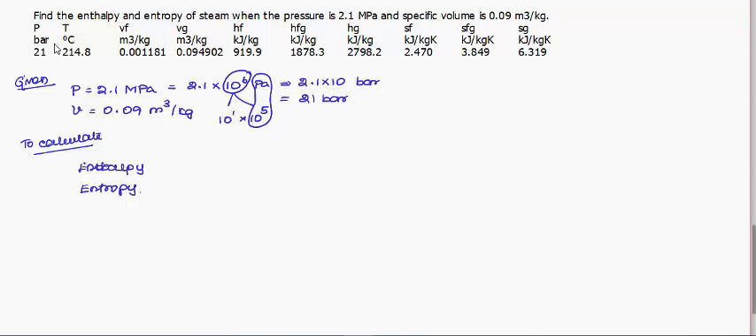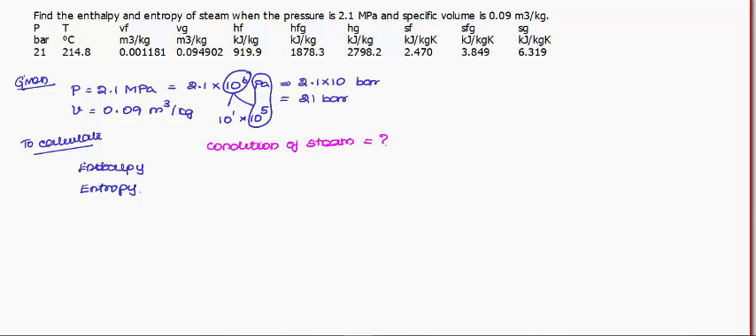Okay, and the next step: the condition of steam is not given. So what is the condition of steam? Whether it may be dry steam, wet steam or superheated steam, which type of steam it is has to be calculated. How can we calculate? Here the specific volume is given.